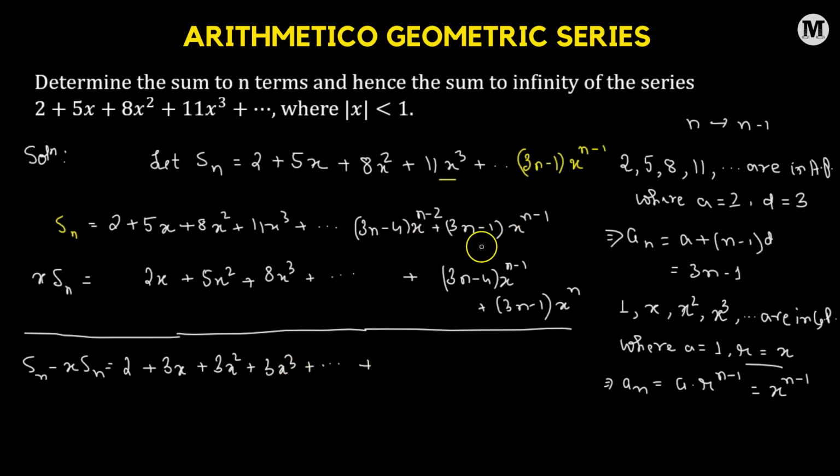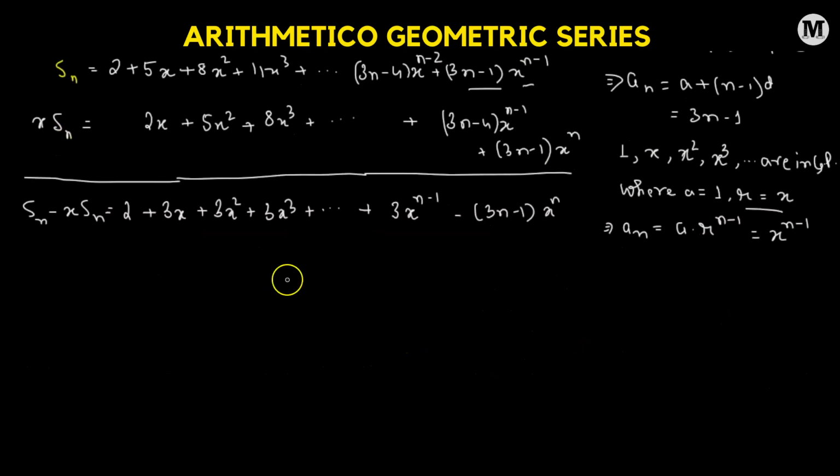Then we consider the last term of Sn, and from here subtract the second last term of x times Sn. That's because we can here take x raised to the power of n minus 1 as the common factor. So then we have 3n minus 1 minus 3n minus 4. That's going to leave us with 3. We have 3 times x raised to the power of n minus 1. Minus, then we have 3n minus 1 times x raised to the power of n. Okay, so this is the value of Sn minus x times Sn.